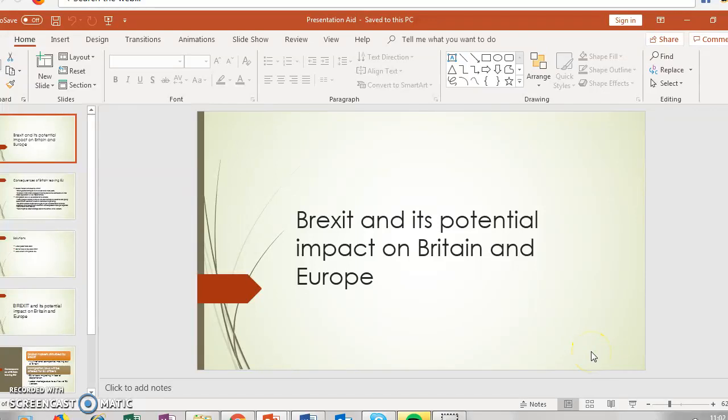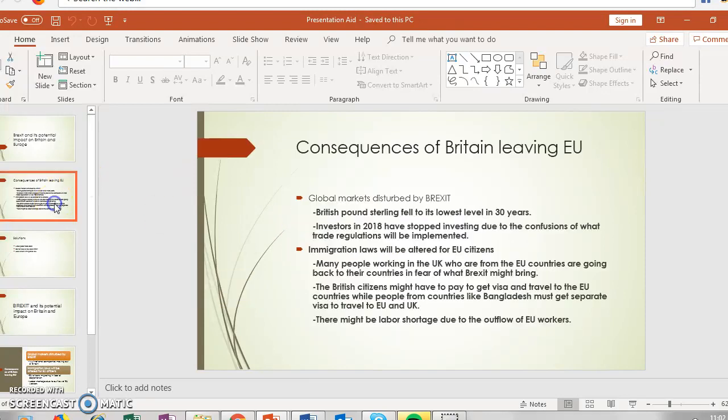Let's get started. So the first three slides have all the mistakes on them. My first slide is my topic, my persuasive speech topic, which is Brexit and its potential impact on Britain and Europe. This is pretty straightforward. I don't think there's much to talk about here. So let's move on to the second slide.